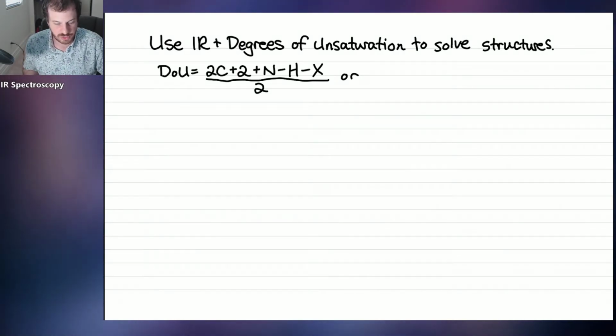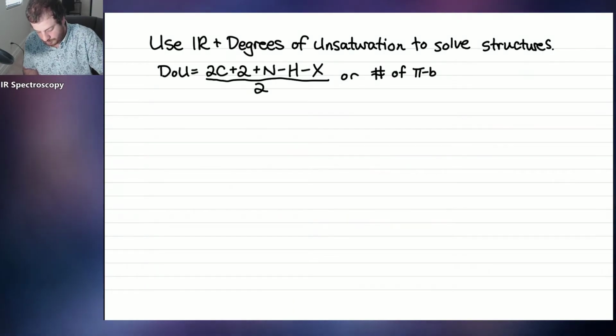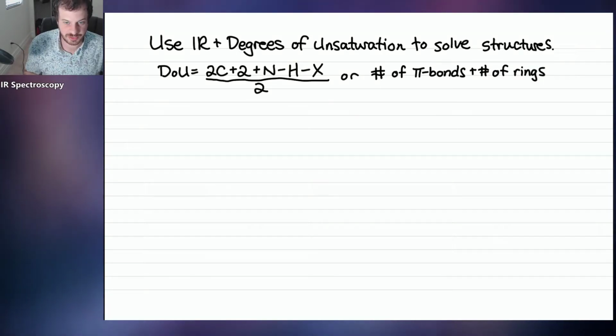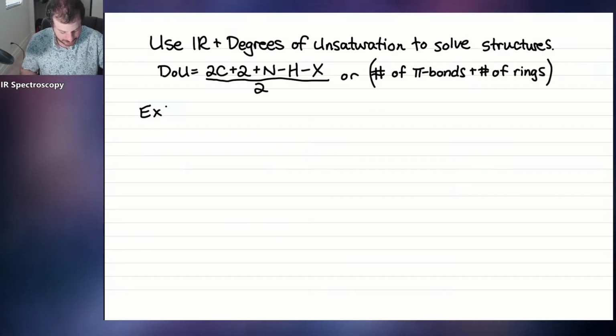But let's say I give you a structure, there's a faster way to determine the degrees of unsaturation. It's equal to simply the number of pi bonds plus the number of rings. That's a really easy way to determine the degrees of unsaturation if I give you the structure as a picture. All right, let's do a couple examples of this, and then we'll see some examples of how we can use IR spectroscopy in conjunction with this to solve structures.